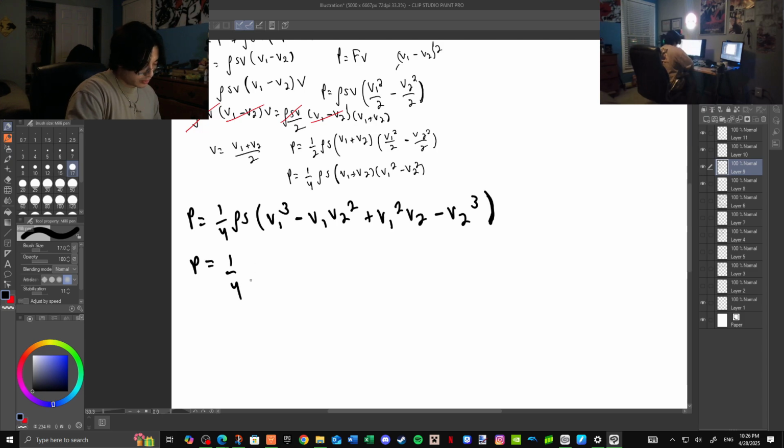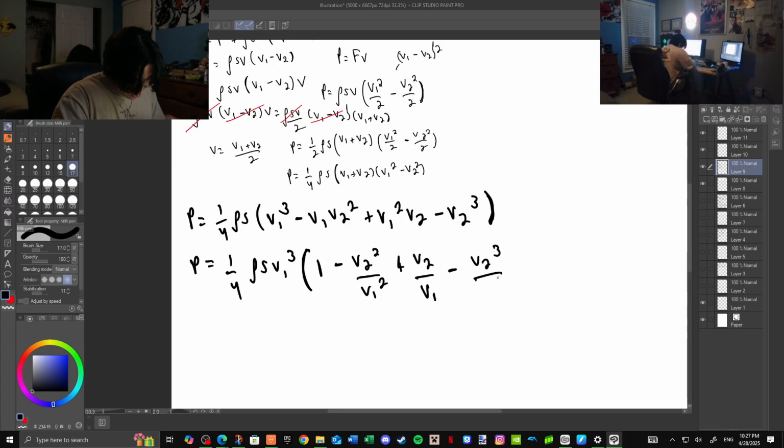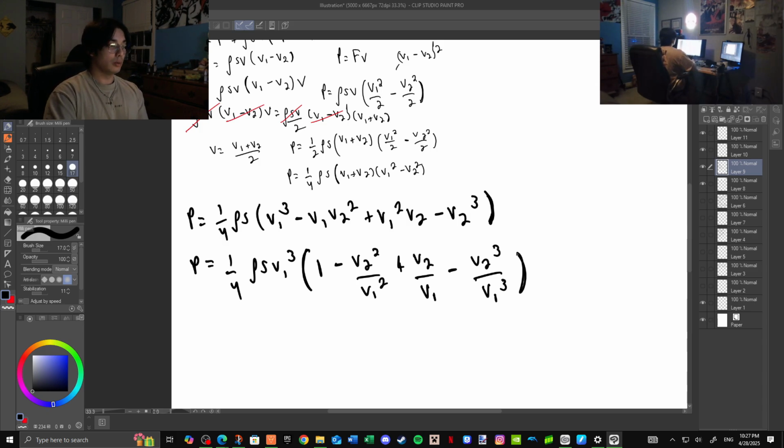We can actually take out a V1 cubed from the parentheses right here. When we do that, we get 1 minus V2 squared over V1 squared plus V2 over V1 minus V2 cubed over V1 cubed.